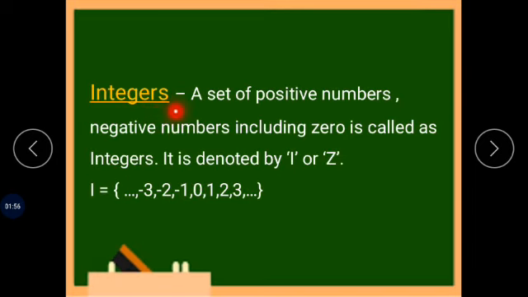Next is integers. Now what are the integers? A set of positive numbers and negative numbers including 0 is called integers. It is denoted by capital I or capital Z. So here in the bracket I have shown all the integers. I is equal to -3, -2, -1, 0, 1, 2, 3. And on both sides I have shown dots, meaning there is no end for the positive numbers and negative numbers.